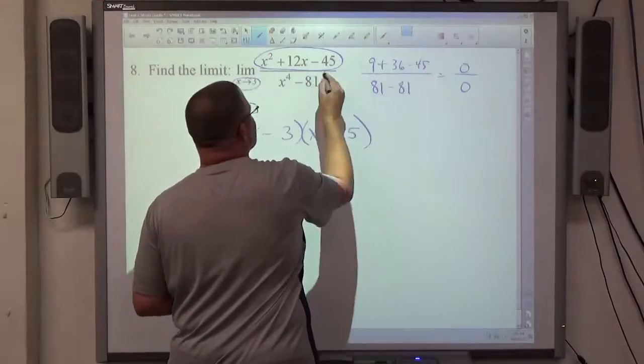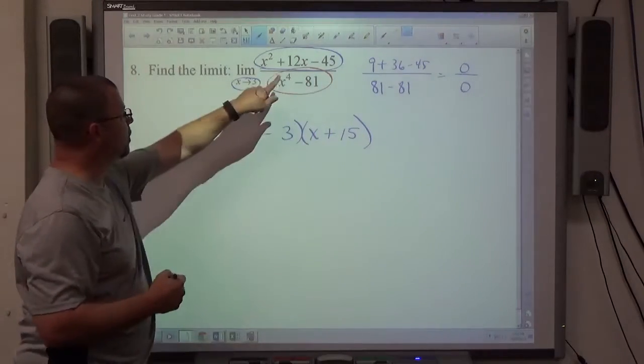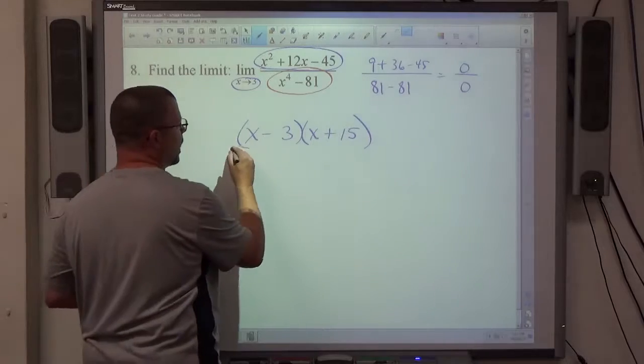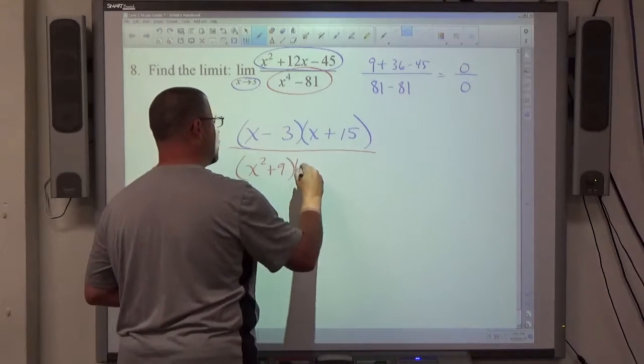The bottom is x to the 4th minus 81, which is a difference of squares because they're both perfect squares: even powers, and 81, of course, is 9 times 9. So I can factor that into x squared plus 9 times x squared minus 9.